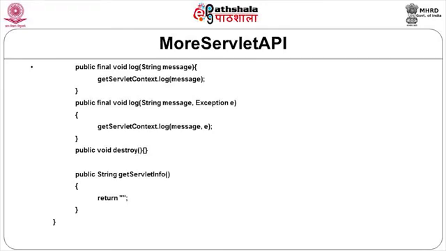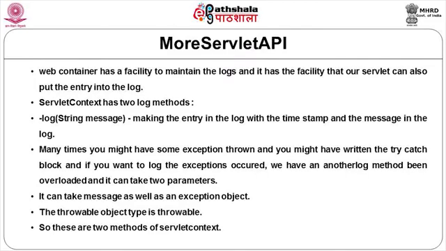When it is making an entry in the log, there will be a timestamp and the message would be logged. Many times you might have some exceptions being thrown somewhere and you might have written a catch block, and if you want to log your exceptions which have occurred, we have another overloaded log method where it can take 2 parameters. It can take a message as well as an exception object, the type is Throwable. And so, these 2 are methods of ServletContext. It would be convenient to have these methods also as part of our base servlet.